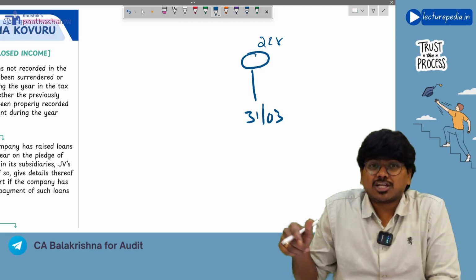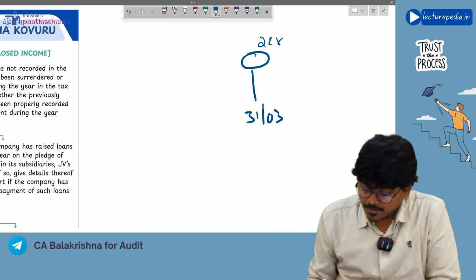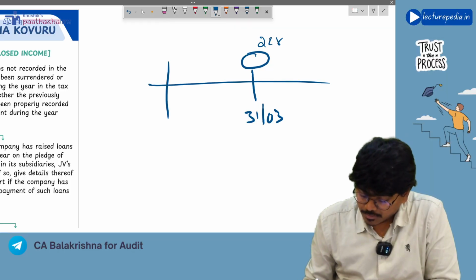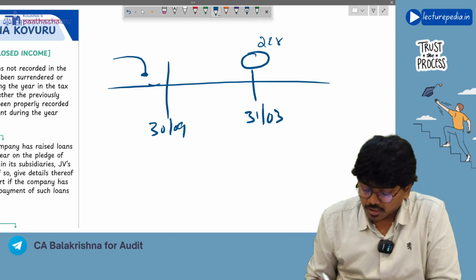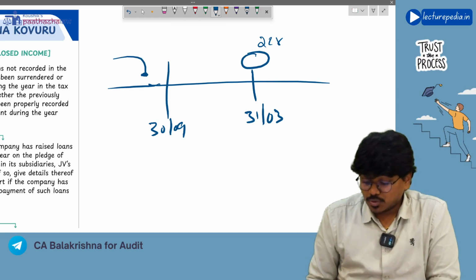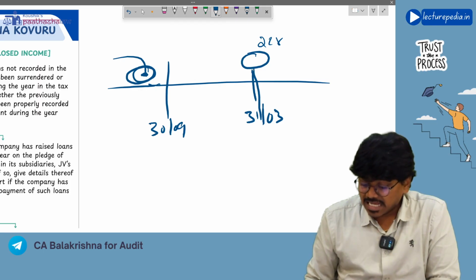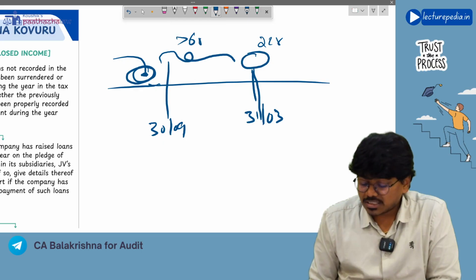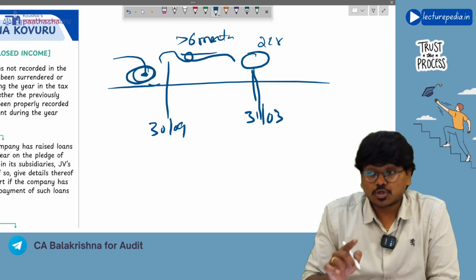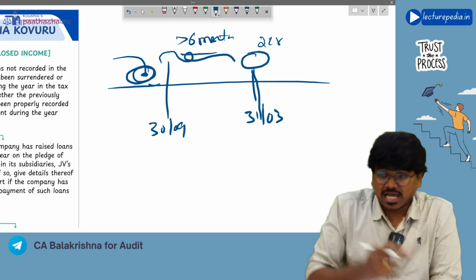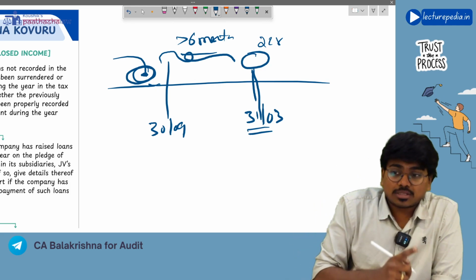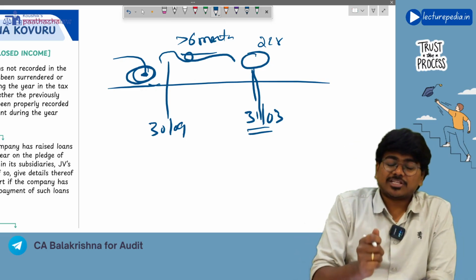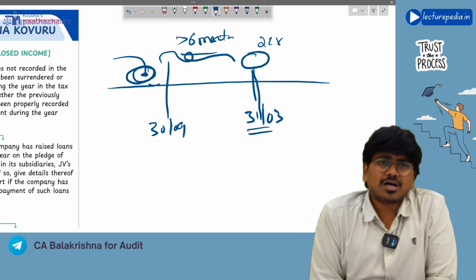Now the due date of this 2 crore is falling before 30 September. So if the due date is before 30 September, it means as on the balance sheet date, it has been outstanding for more than 6 months. Correct or not? So such statutory dues which are outstanding as on balance sheet date for a period of more than 6 months should be reported by the auditor under subclause A, clause 7.